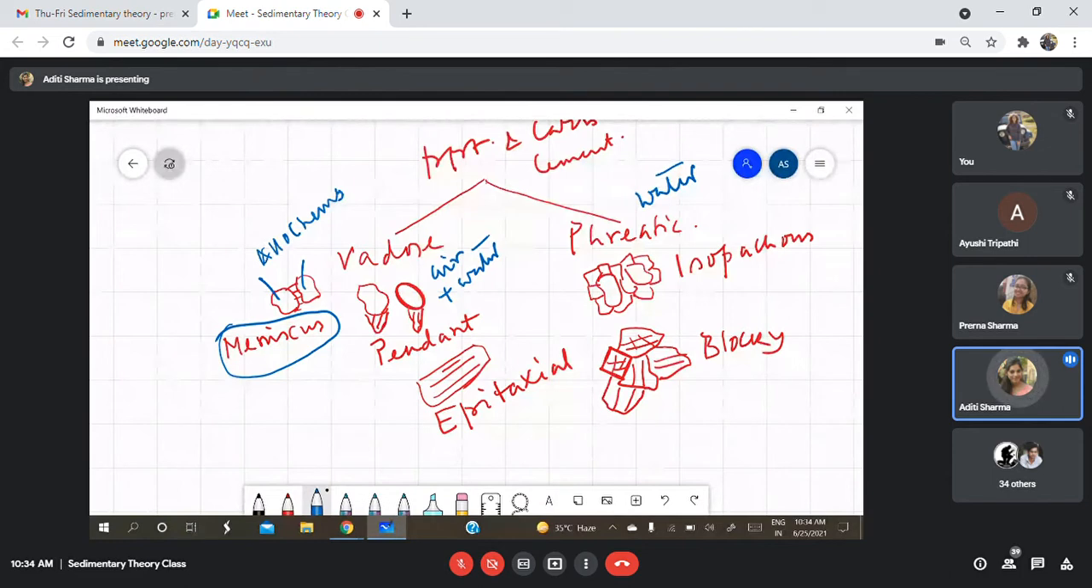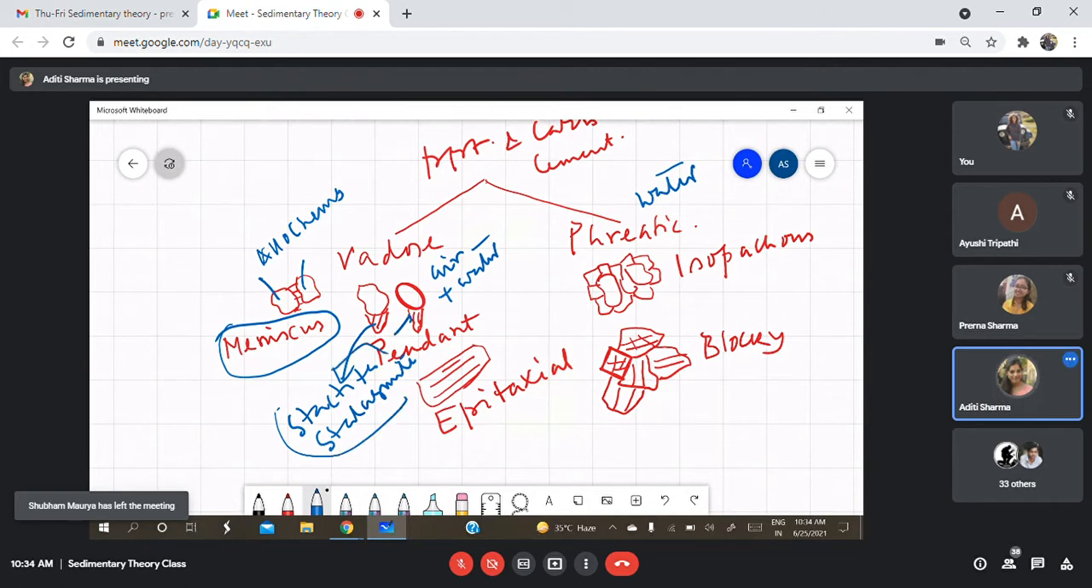The variation of this cement is what we call stalactite and stalagmite. Stalactite and stalagmite are a variation of this pendant cement only. It is hanging. When it is hanging from the top of the cave, you call it stalactite. When it grows from the bottom of the cave, you call it stalagmite.